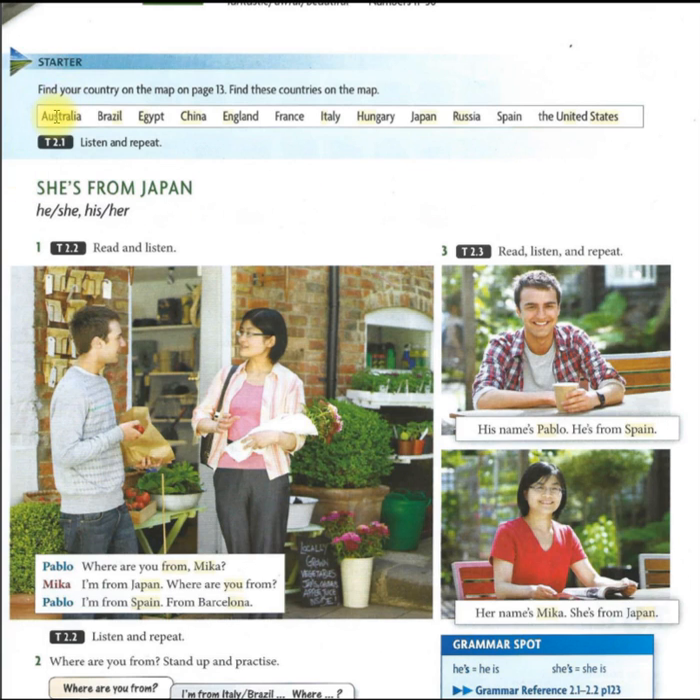So let us read the names of the countries first. Australia, Brazil, Egypt, China, England, France, Italy, Hungary, Japan, Russia, Spain, the United States.